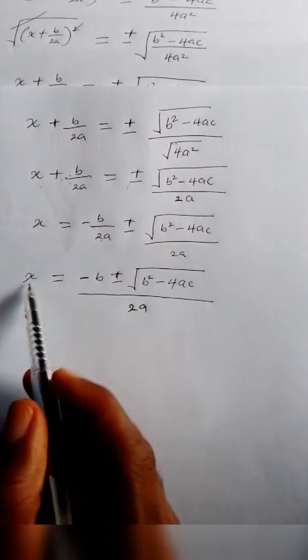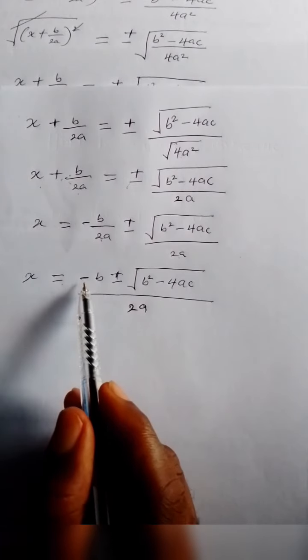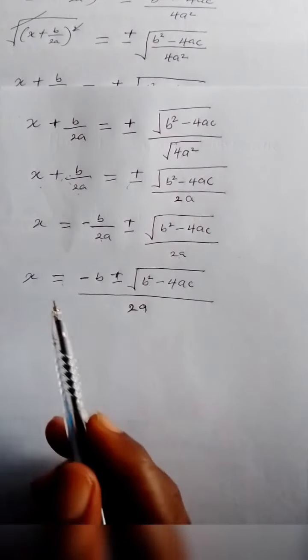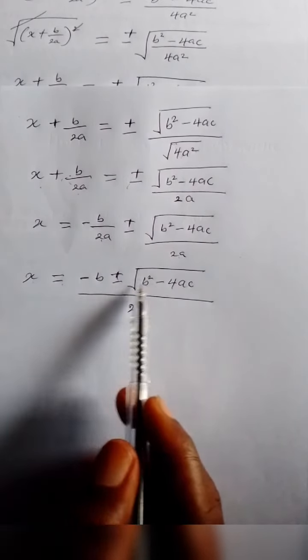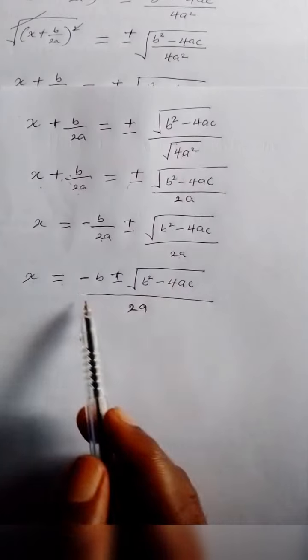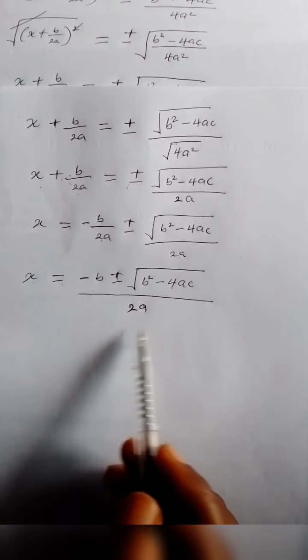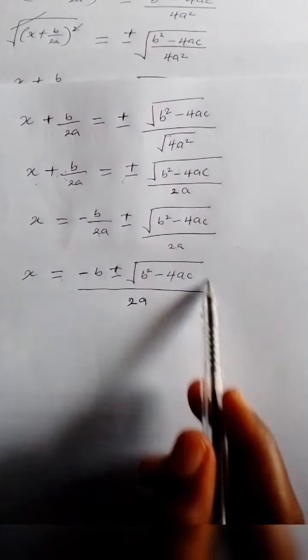The quadratic formula says x, or any variable, either x or y, is equal to minus b plus or minus square root of b squared minus 4ac, everything over 2a. So this is the quadratic formula.